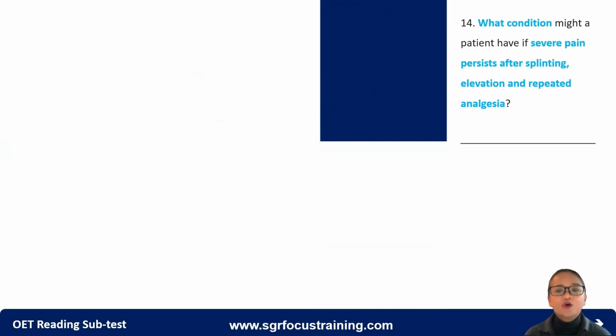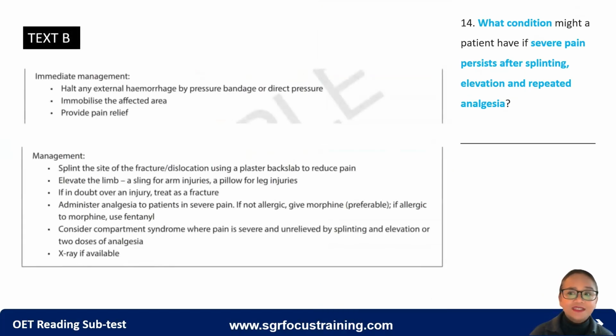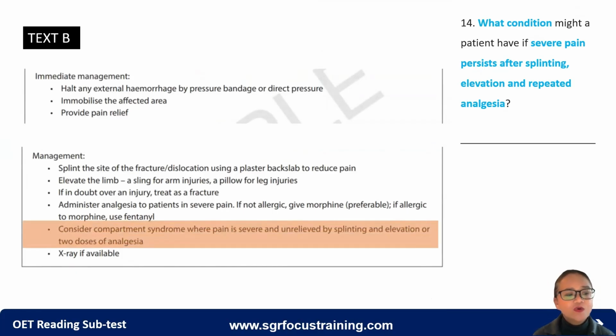So again, we go into text B, the generic one only. By the time we go into text B, again, no assessment here, straight into the management, look for splinting, elevation and analgesia. And we found it on bullet point number 5. It says, consider compartment syndrome where pain is severe and unrelieved by splinting.